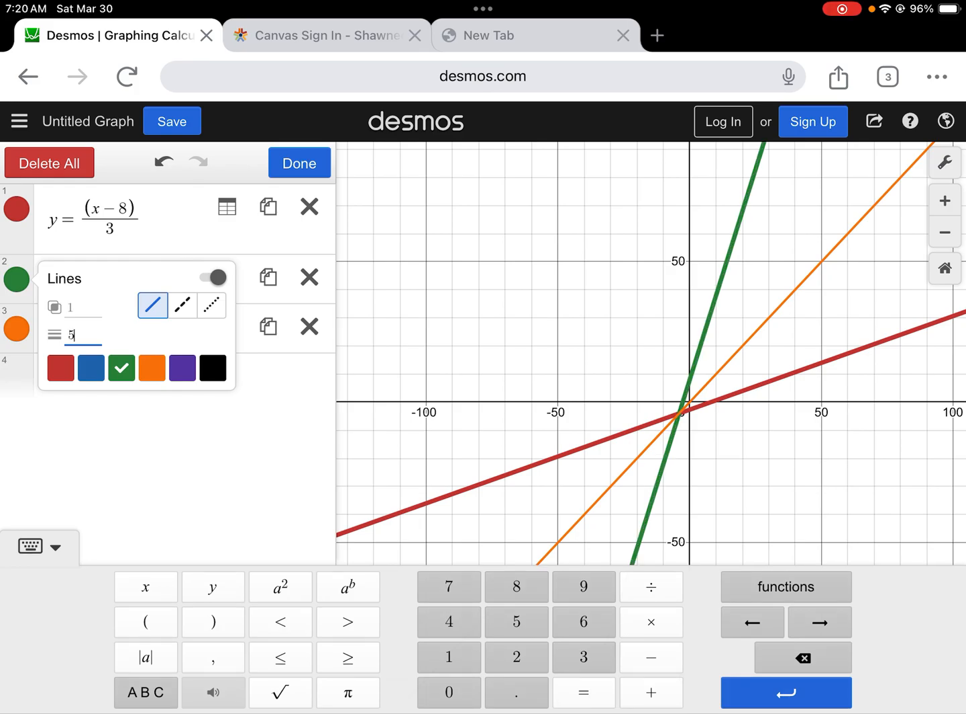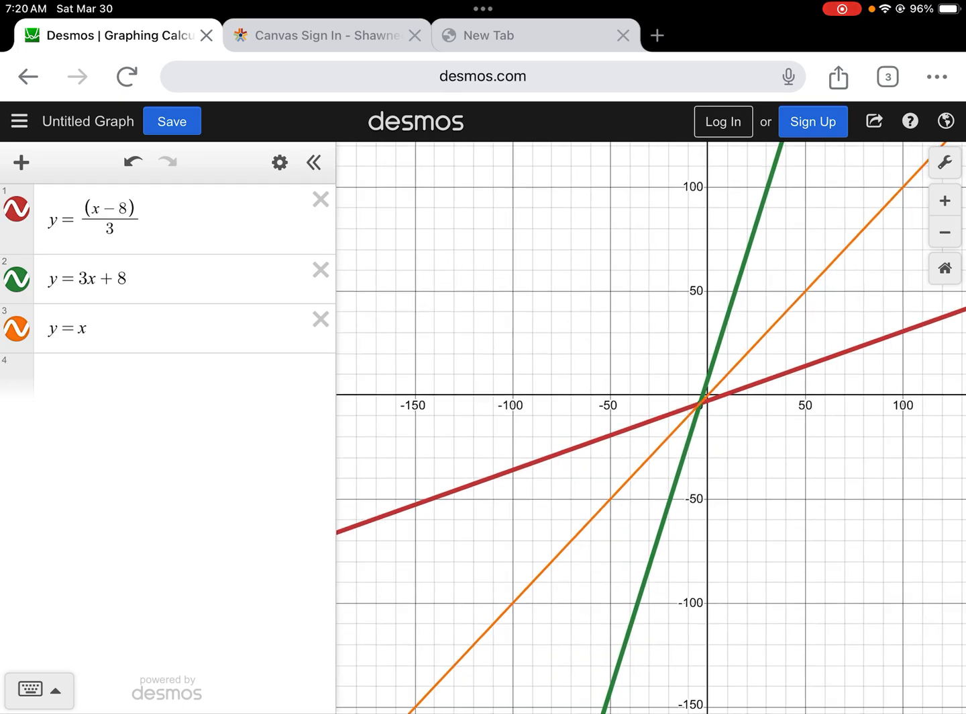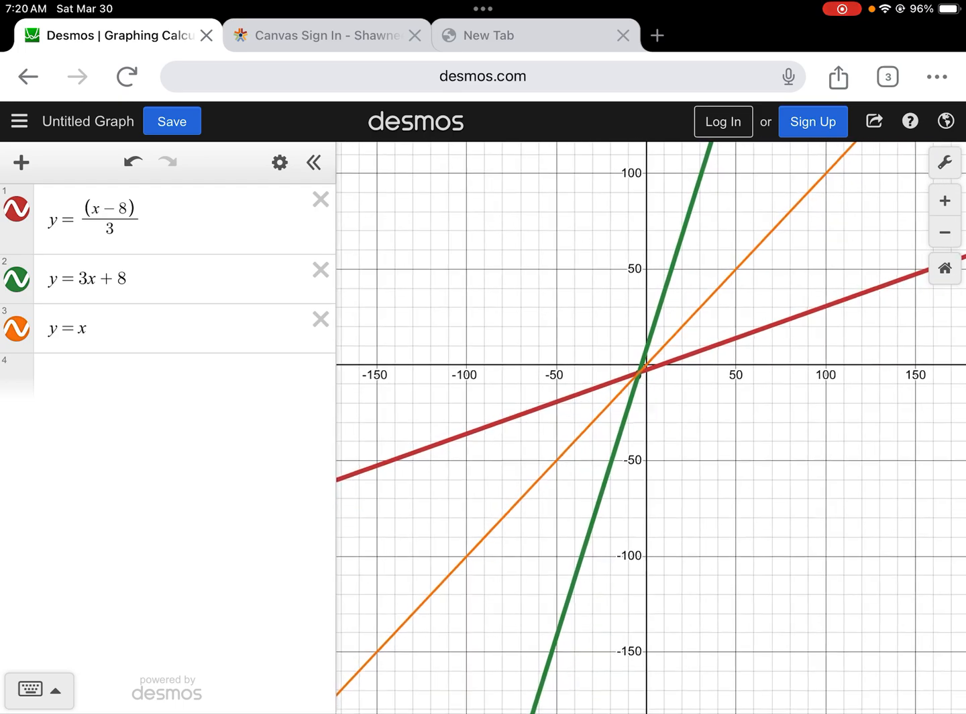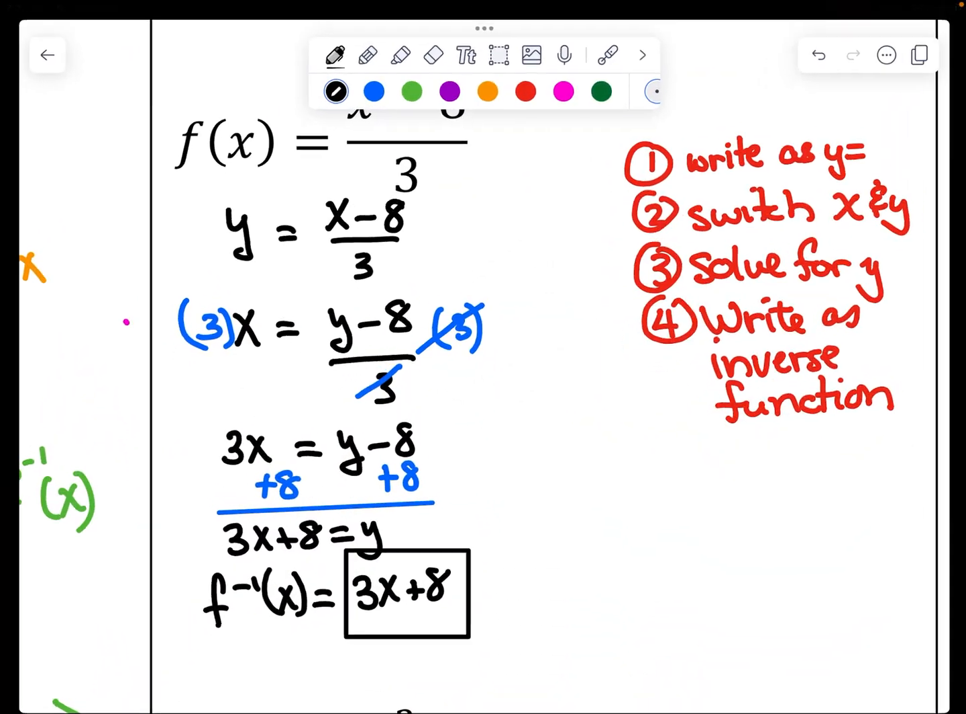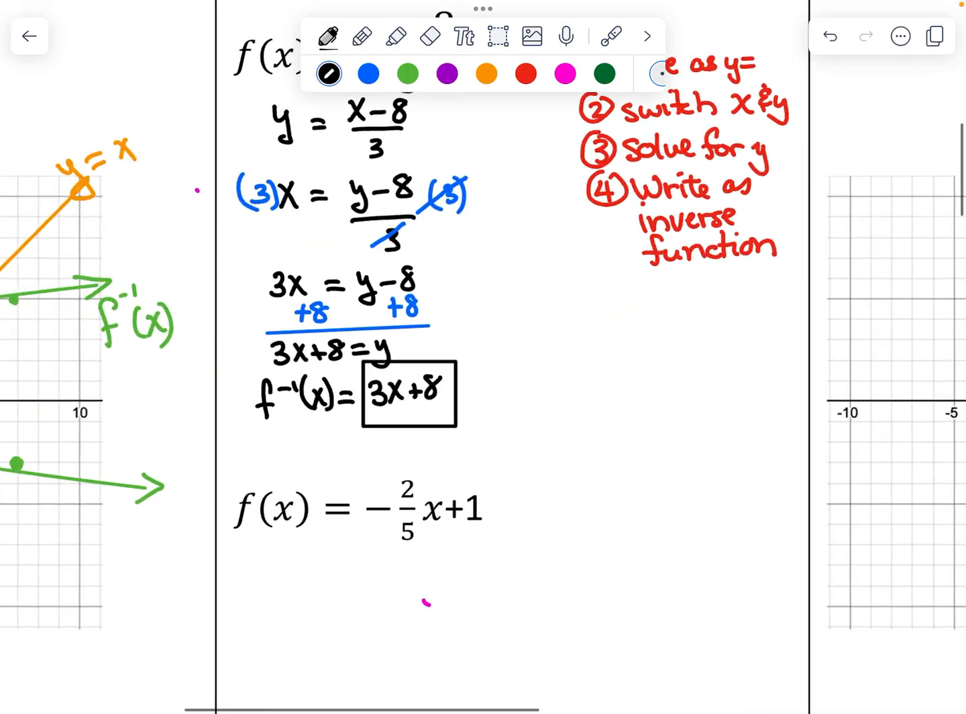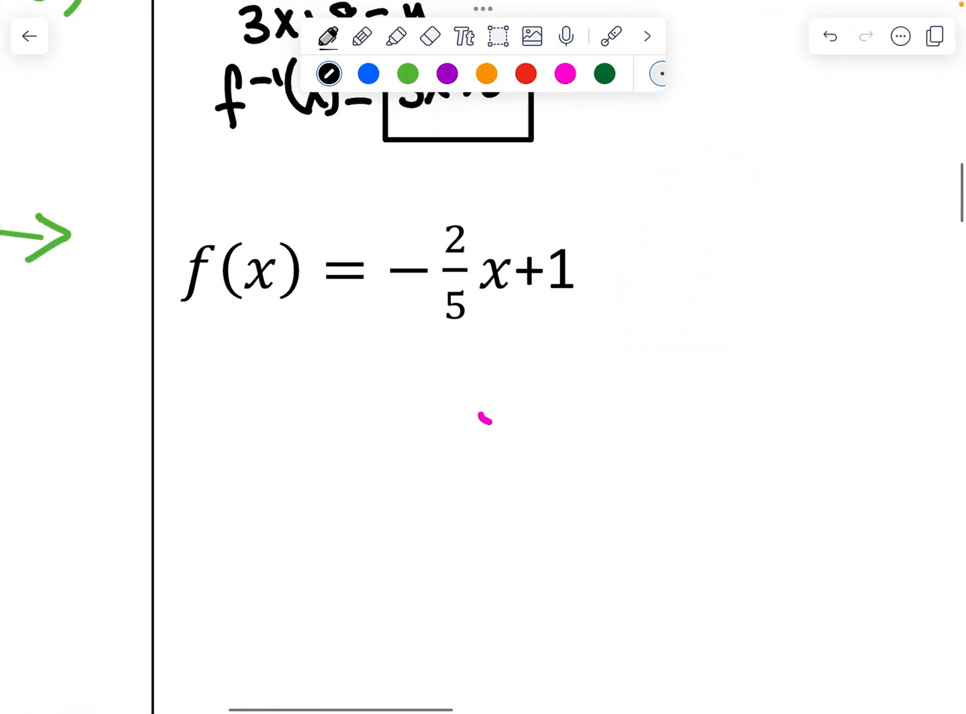Maybe that'll help you see it. The red line lands on top of the green line when you fold it on the orange line. So kind of cool. I like inverses. They're kind of fun. Alrighty, so here we go. I'll put that in there.